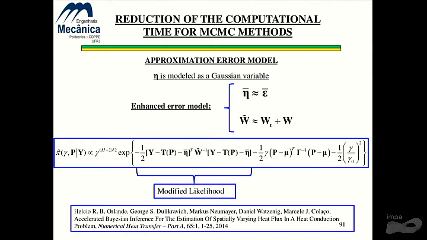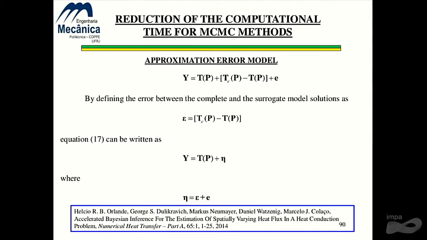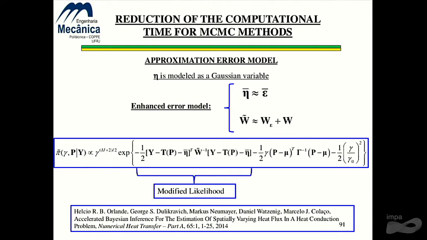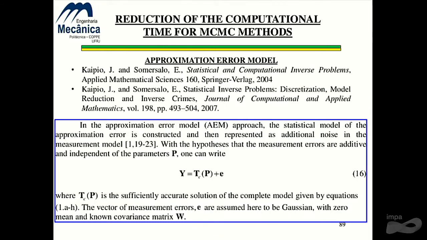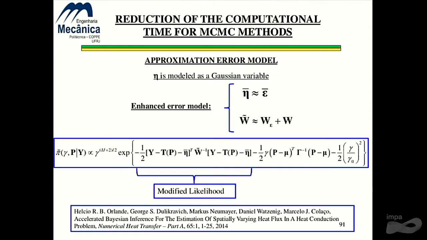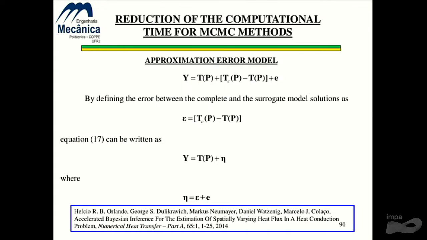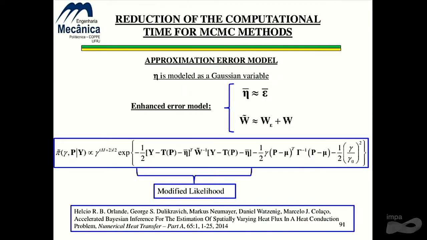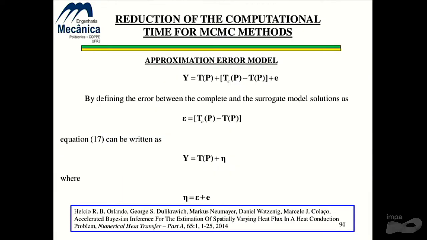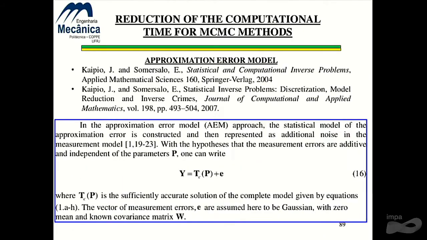And what Kaipio and Somersalo proposed is that this error eta, epsilon actually, be represented in terms of a Gaussian distribution, so that the mean of eta is given by the mean of epsilon, since the mean of E here is 0. And the covariance matrix of eta is given by the covariance matrix of epsilon, which is the modeling error, plus the covariance matrix of the measurements, which is W.